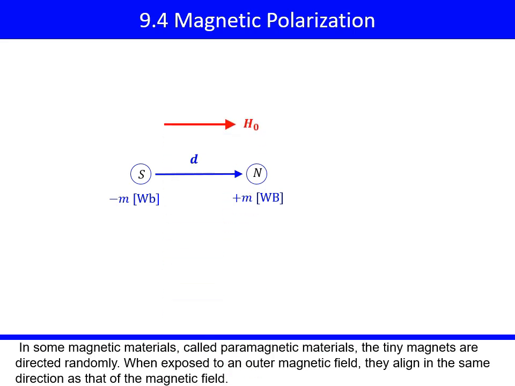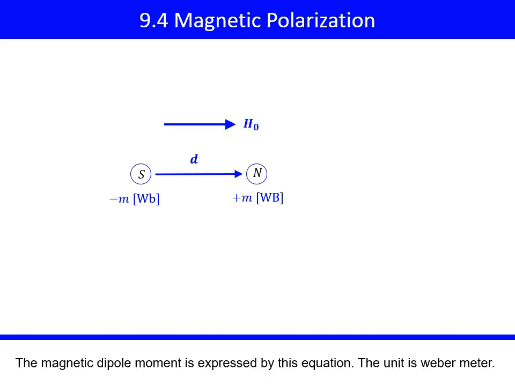In some magnetic materials, called paramagnetic materials, the tiny magnets are directed randomly. When exposed to an outer magnetic field, they align in the same direction as that of the magnetic field. The magnetic dipole moment is expressed by this equation. The unit is Weber meter.